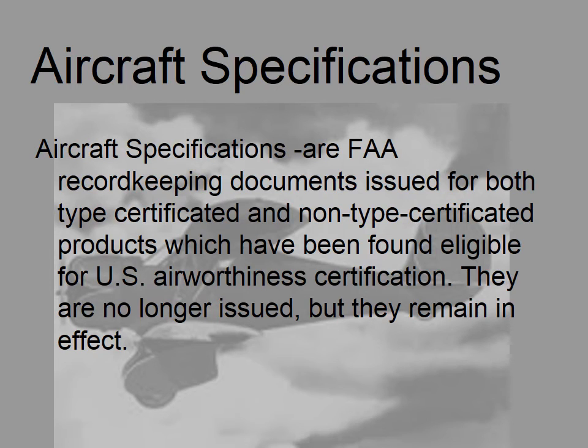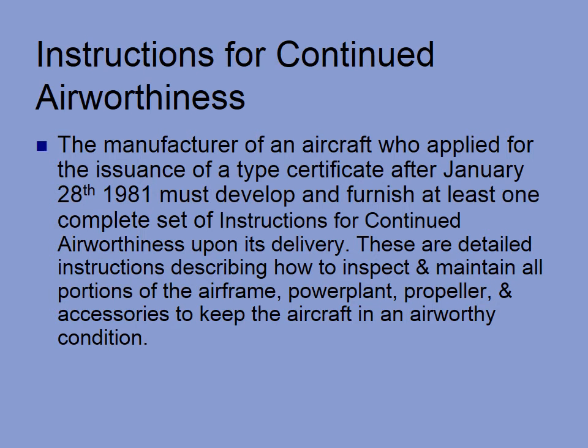Aircraft specifications are similar to the type certificate data sheets, but are for aircraft certificated under the Civil Air Regulations rather than the Federal Aviation Regulations. Instructions for continued airworthiness are detailed instructions describing how to inspect and maintain all portions of the airframe, power plant, propeller, and accessories to keep the aircraft in an airworthy condition.